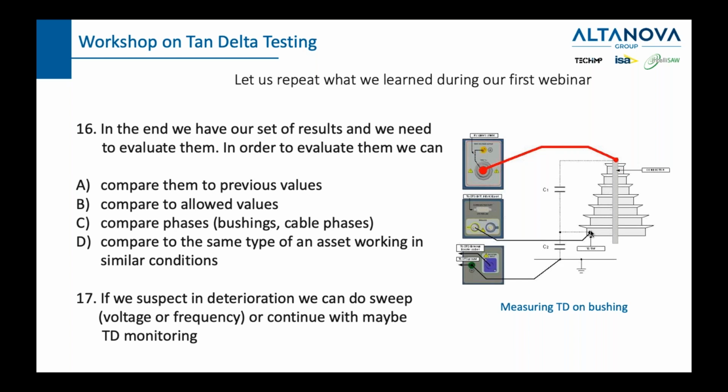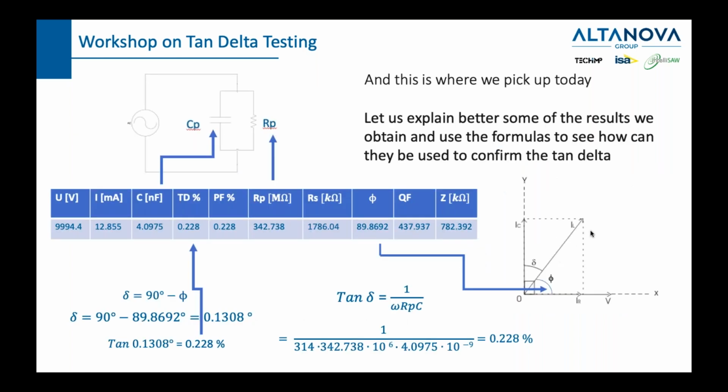If we have some suspicions that the value of tan delta is not okay, we can do a voltage or a frequency sweep. Frequency sweep is usually done on a bushing, and voltage sweep is done on the body of the transformer. Another option, if we really see that there is a problem, is to install continuous TD monitoring. That will give us a better insight of how the TD changes in time.